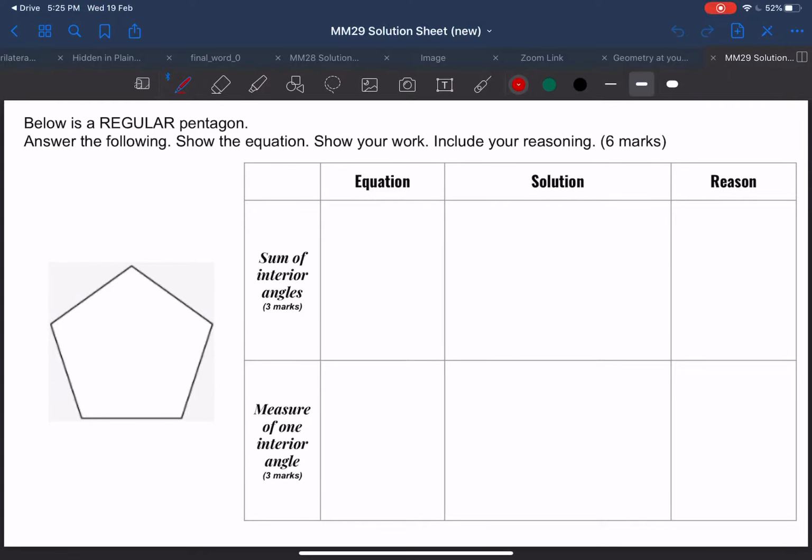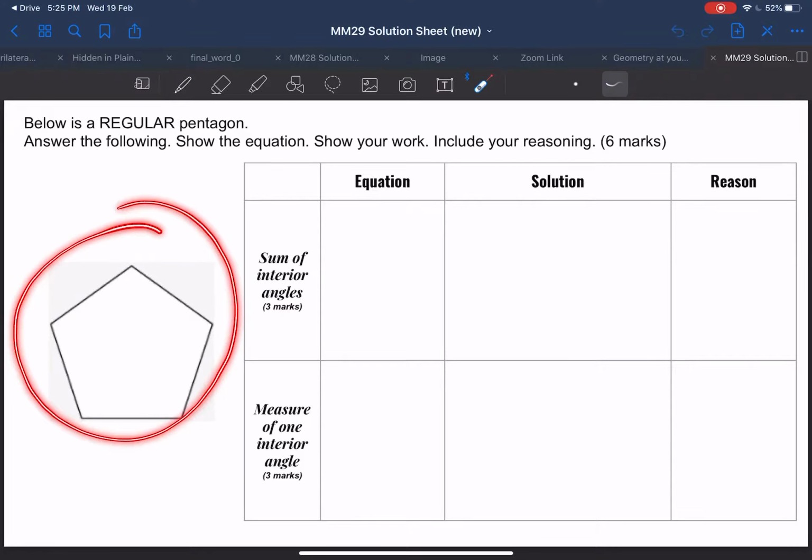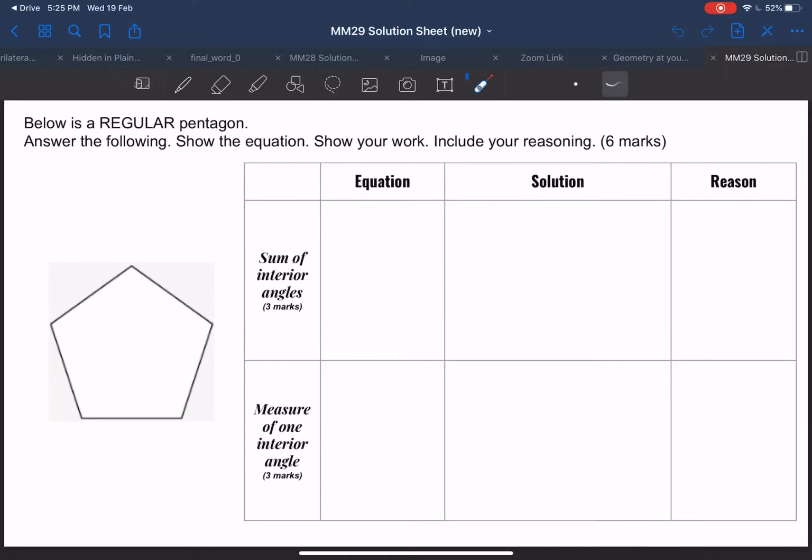So, first of all, again, be a geometry detective. Look at the polygon that you have down here. Analyze it. It has 1, 2, 3, 4, 5 sides. So that means n, which is the number of sides, is equal to 5.